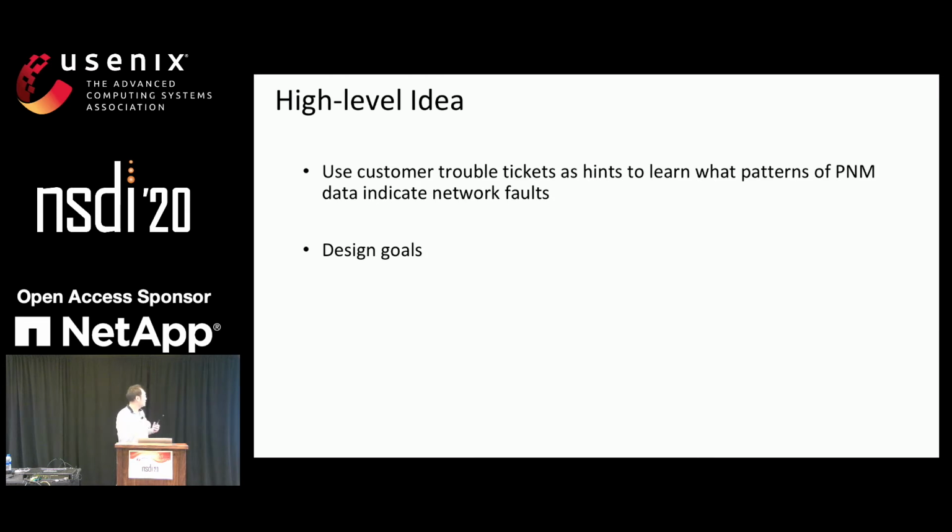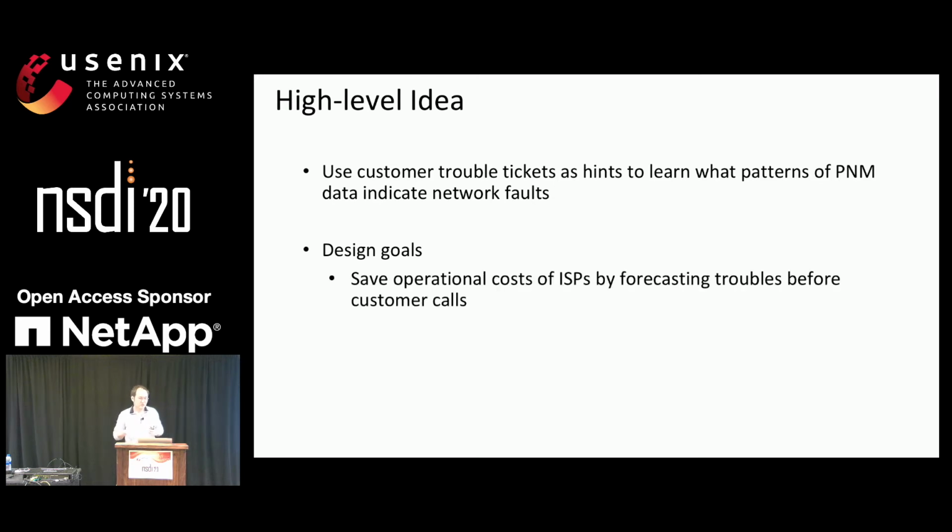Before going into detail on this high-level idea, I will introduce several design goals. The high-level goal of our system is basically to save operational costs for the ISP by forecasting troubles before customers call in. We learned from our collaborating ISP that even a 10% reduction of these customer tickets can save their operational costs significantly.